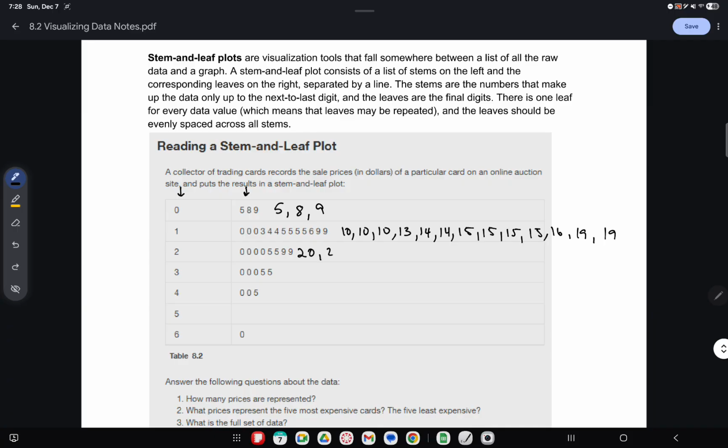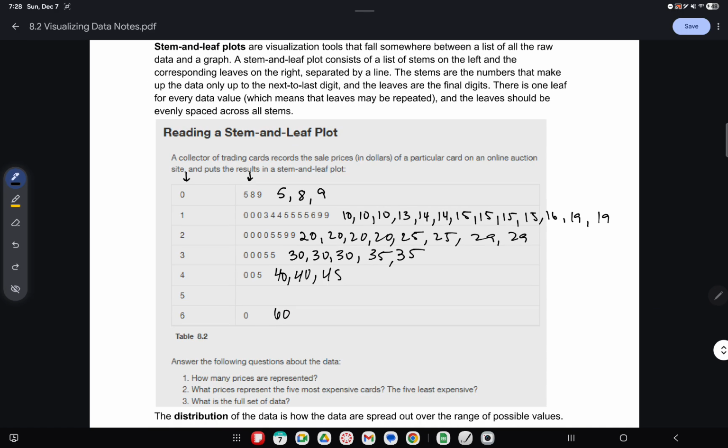And then this one, we'd have 20s, 25s, and 29s. 30s, 35s, 40s, and 45. Nothing in the 50s, and then 60.